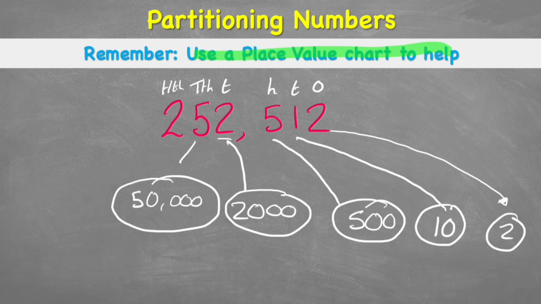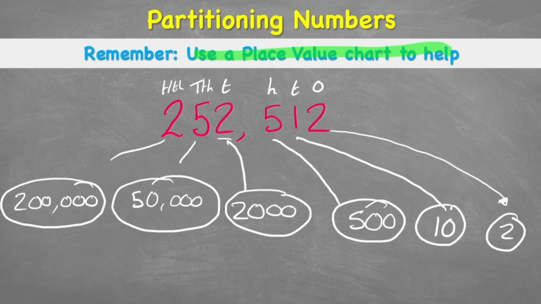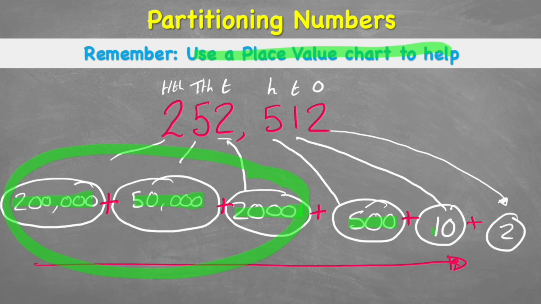And then my last one, how many hundred thousands do I have? I have 2, so I have 200,000. Whoa, look at that. And again, I can check by just adding these all together to see if I got the correct answer. Or sometimes you can just read it from left to right to see if you got the right number. Let's do that. 252,512. Awesome. And a super difficult one.